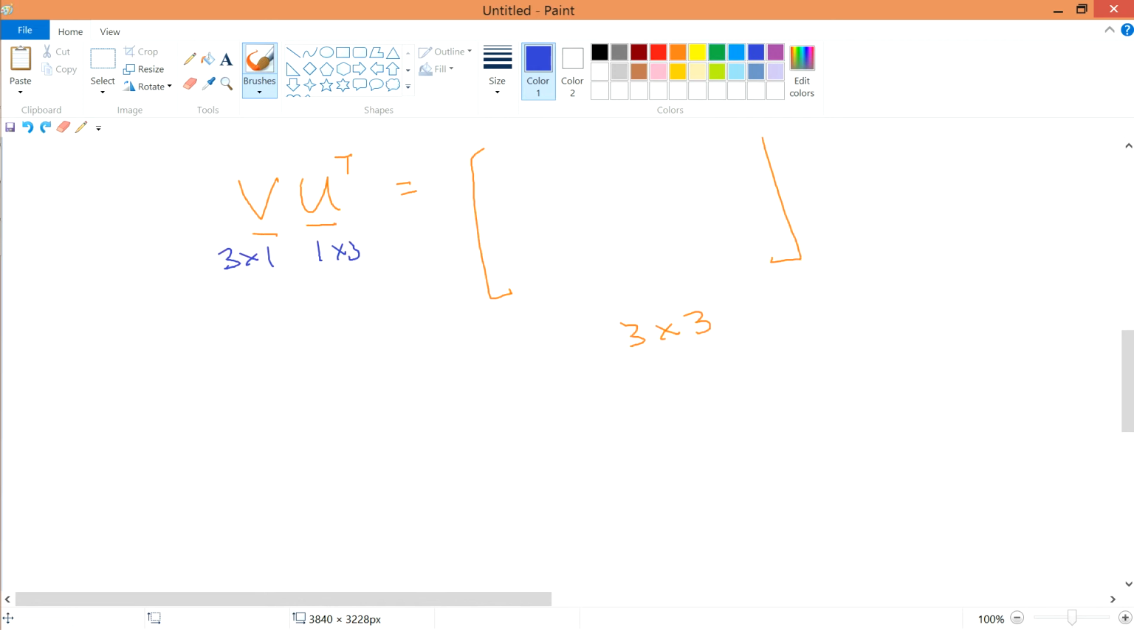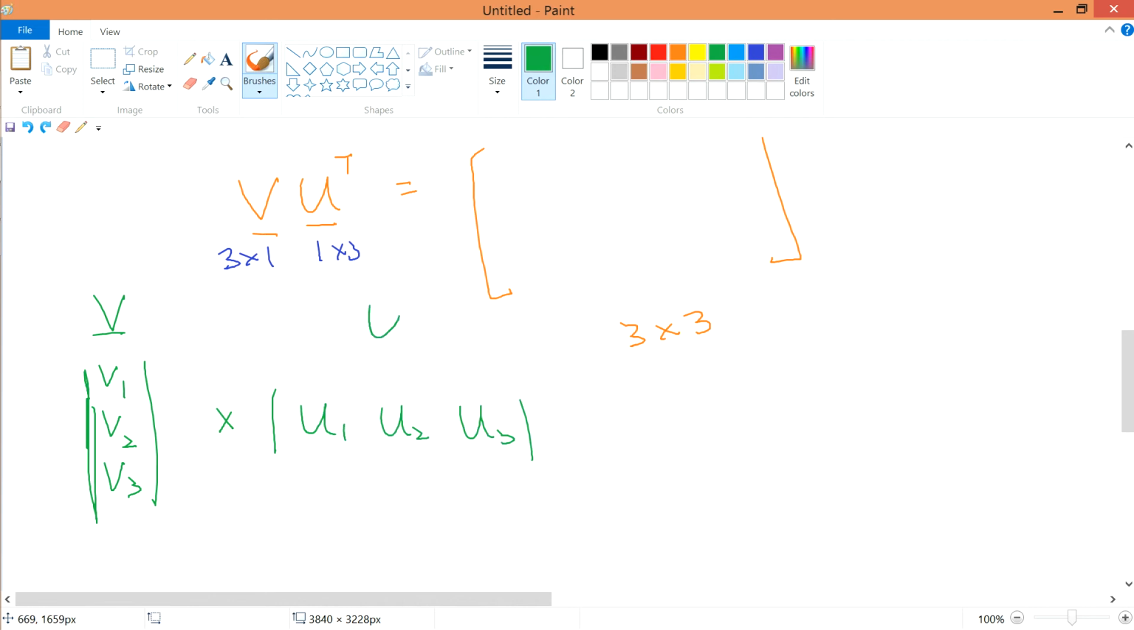Therefore, if you allow me to write it down in terms of V and U components, I have V1, V2, V3. This is the vector V, correct? And then I multiply with the vector U transpose. So I can just write the multiplication rule. After writing, I have this one, and this is the vector U transpose, okay? So if you were to do that, you're taking V1 times U1.